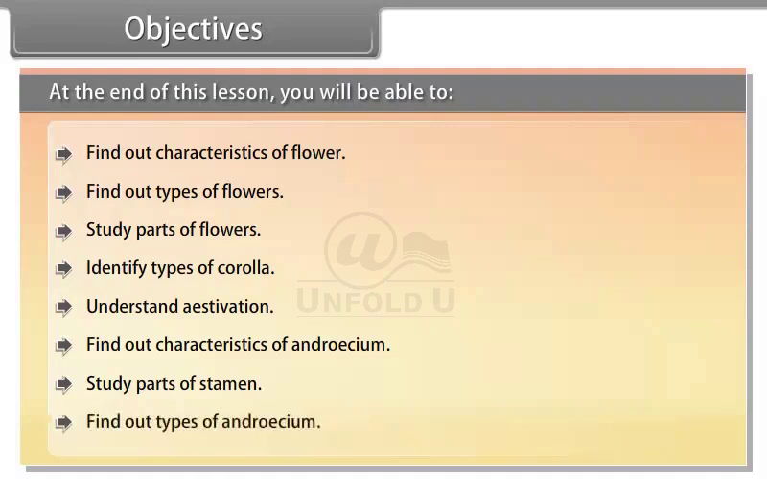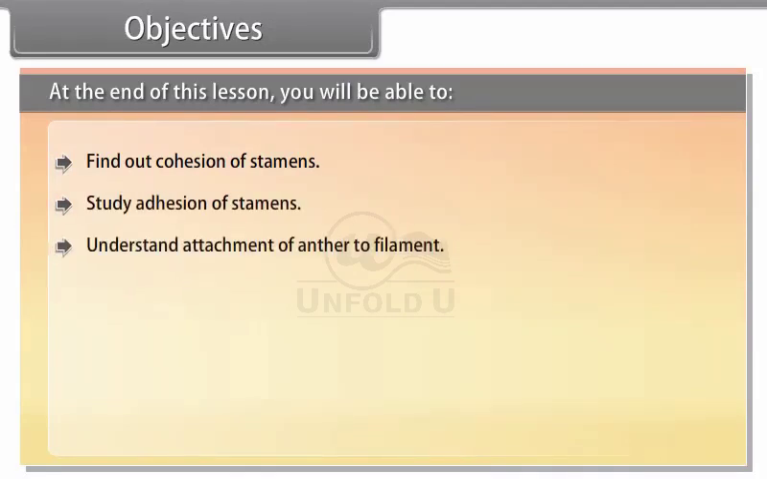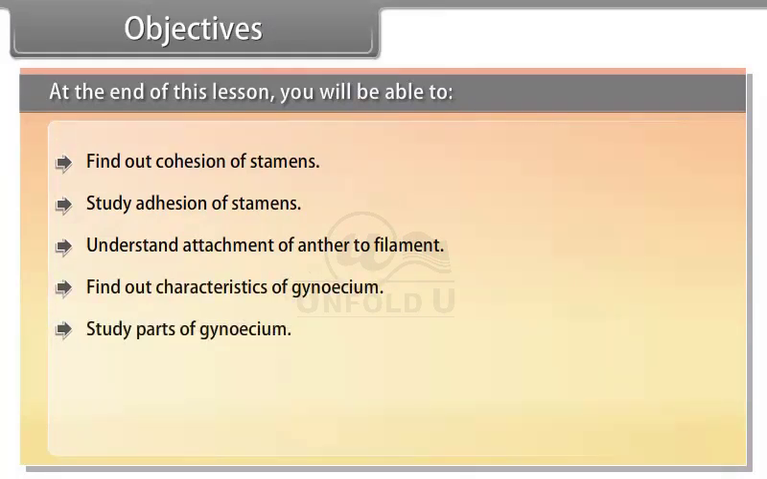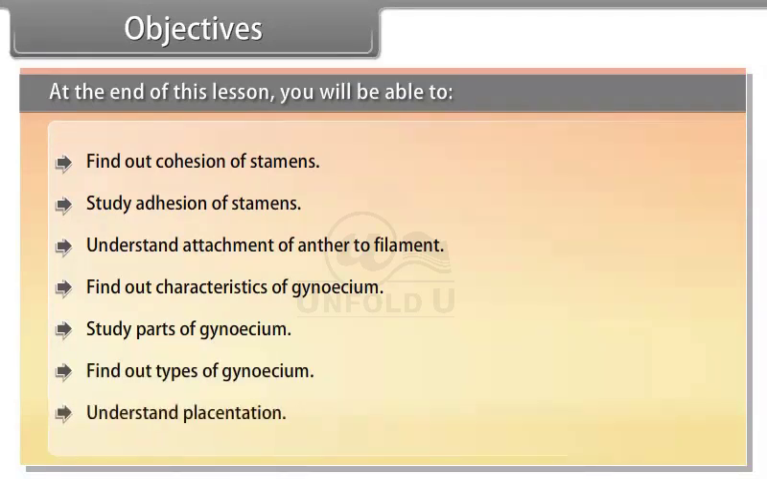out types of androecium, find out cohesion of stamens, study adhesion of stamens, understand attachment of anther to filament, find out characteristics of gynoecium, study parts of gynoecium, find out types of gynoecium, understand placentation.